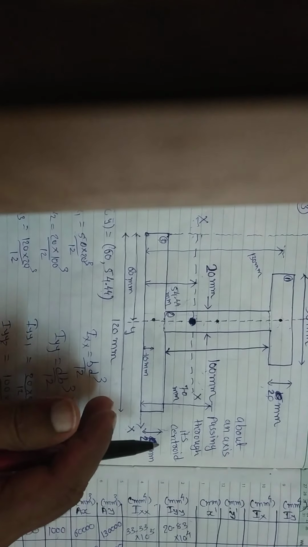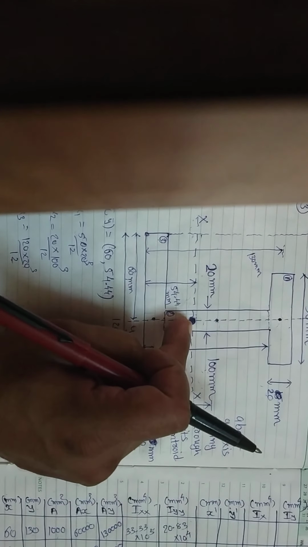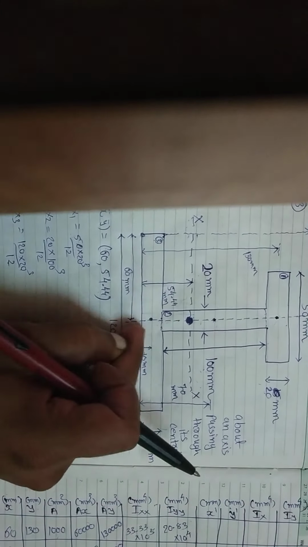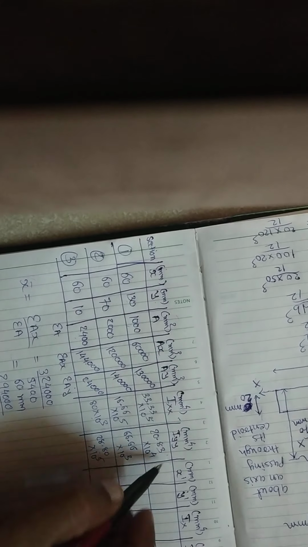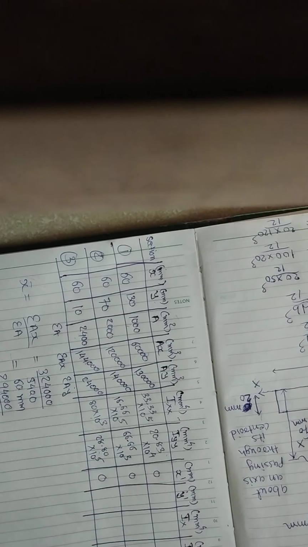But if we take the x dash, meaning the horizontal offset from the centroid of the entire section to the centroid of the individual sections, they are all aligned on the same line, so there is no offset. The offset will be 0. So you can mark this x dash of section 1, section 2 and section 3 equal to 0, as there is no offset here.